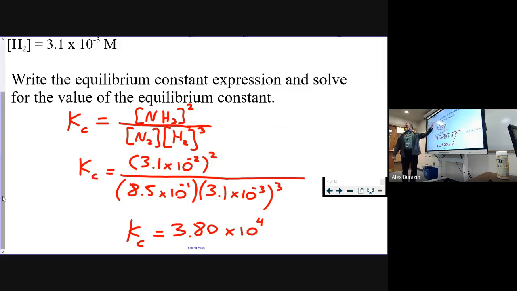So it's a fancy ratio. It's a number that represents how much product and how much reactant we have once equilibrium has been reached.